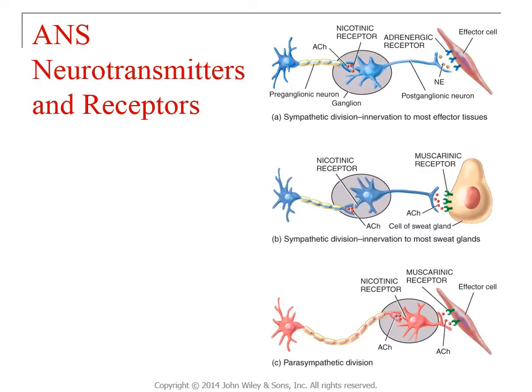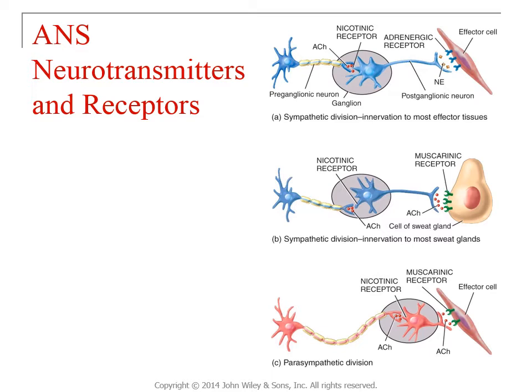So let's look at the structure of the different neurotransmitters and receptors found in 3 different scenarios. If you look at all 3 scenarios, whether the 2 on top for sympathetic or the 1 on the bottom for parasympathetic, if you look at both the preganglionic neurons and the postganglionic neurons, the preganglionic neurons will release acetylcholine. So you're going to have cholinergic receptors on the postganglionic neuron. So they're going to be nicotinic types of receptors.